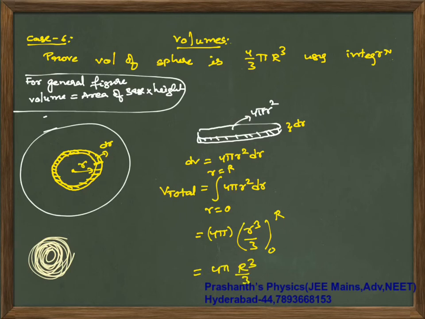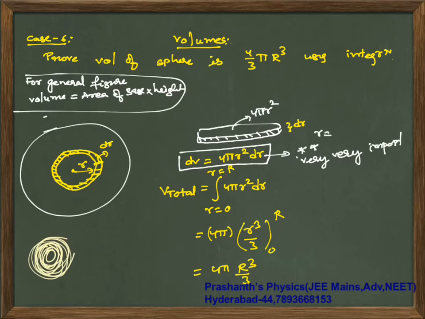Okay. So from now on, you see where volume is involved, the small volume you are supposed to define like this. Okay, this is very important. Your limits are from r equal to 0 to r equal to capital R. Okay, this is what you are supposed to do for the volume of a sphere using integration.